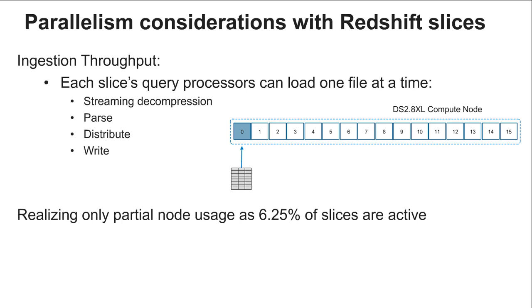What will happen is one of the slices in the cluster will go and download the file, pull it up, parse it, distribute it and get it written across the whole cluster. And that'll work just fine.